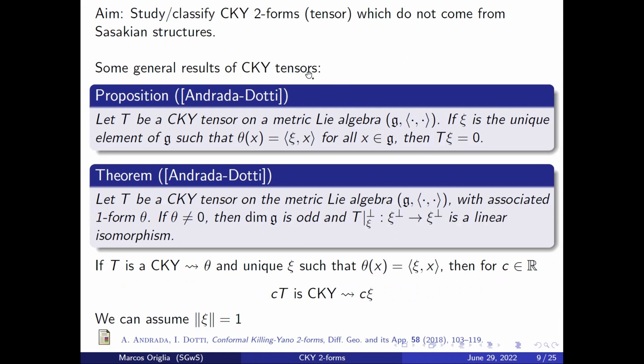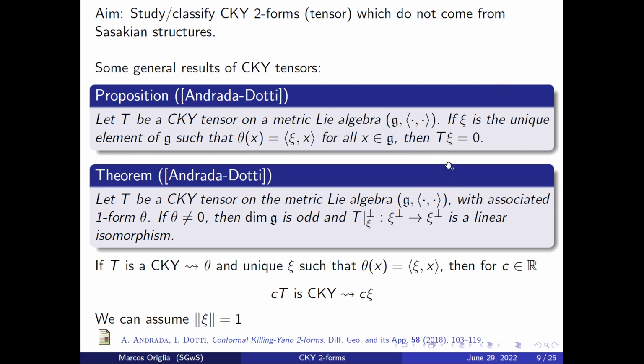Well, the first part will be some conformal Killing tensors which are related with Sasakian, but at the end we have more examples which are not Sasakian. So let me just mention two results in this work of Andrade and Dotti. So if T is a conformal Killing tensor on a metric Lie algebra, then the dual of theta, this special vector, satisfies the condition that T vanishes on it. So T of this vector is 0.